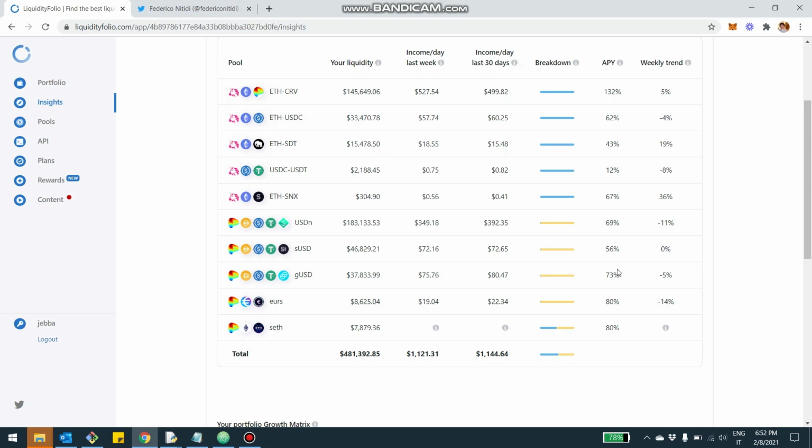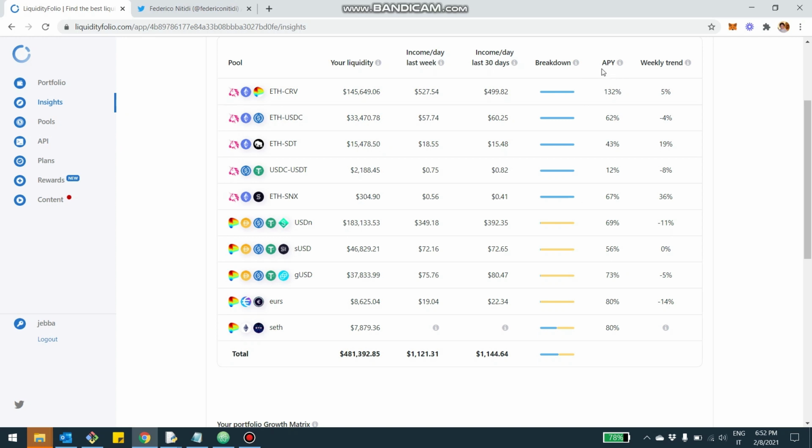Obviously, the more the income is coming from fees, the more sustainable it is in the long term. If it's coming from liquidity mining, it also works, but a mix of the two, I would say, is where the biggest sustainability is.